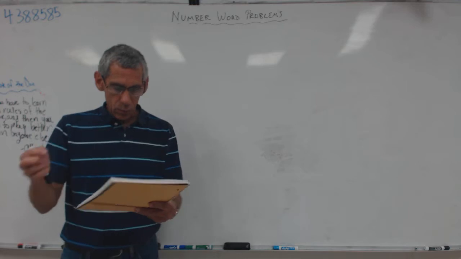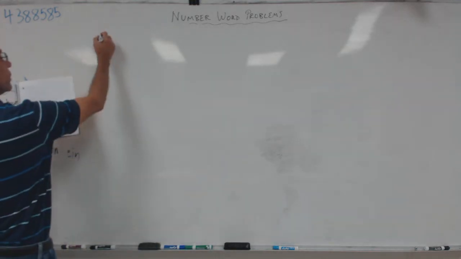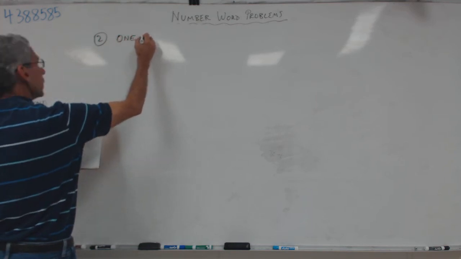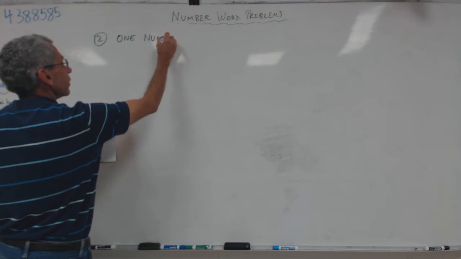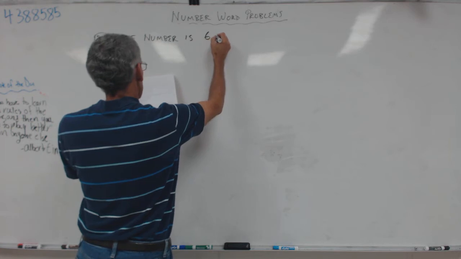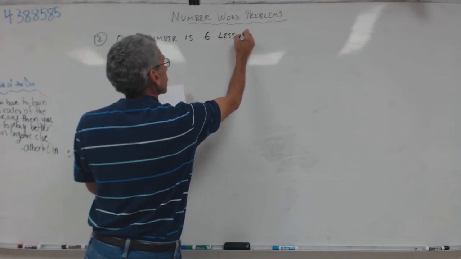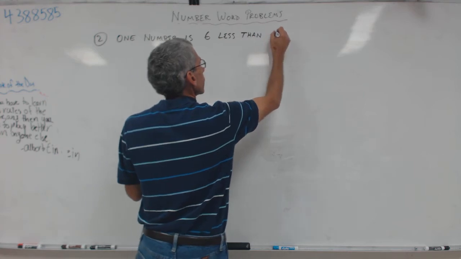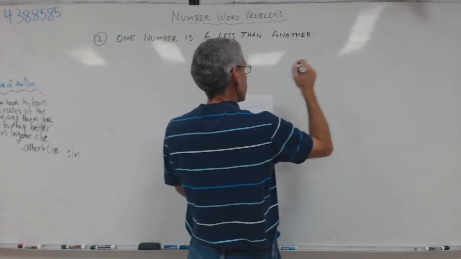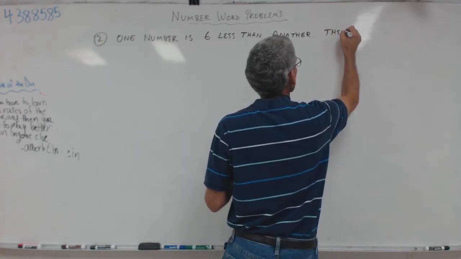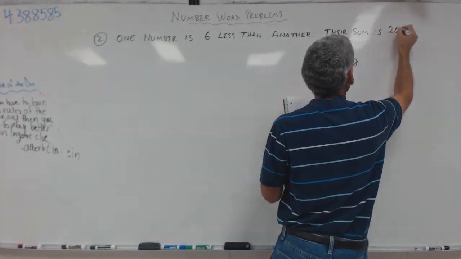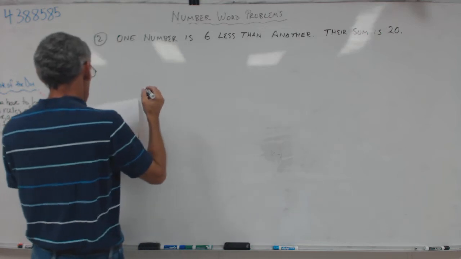But so, let's do one. Here's another one. We're gonna do this kind of fast. I may just have to have you do one side of the homework. One number is 6 less than another. Their sum is 20.